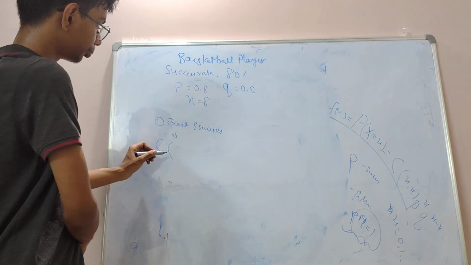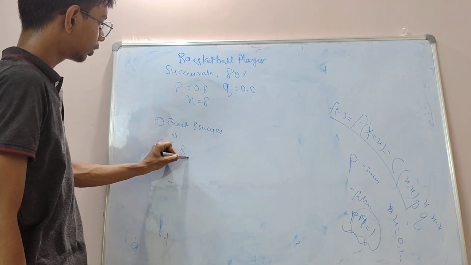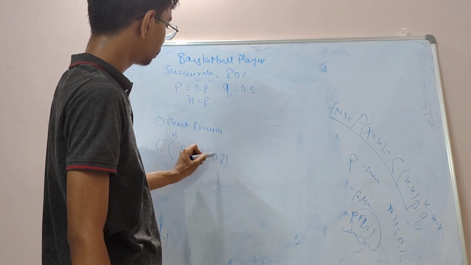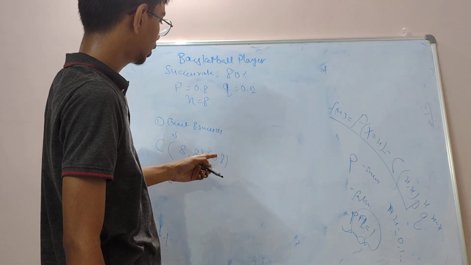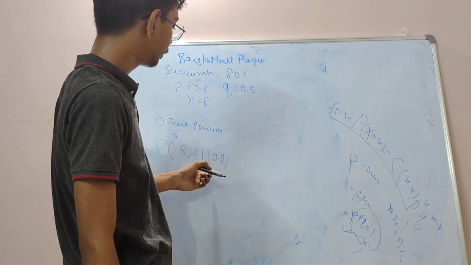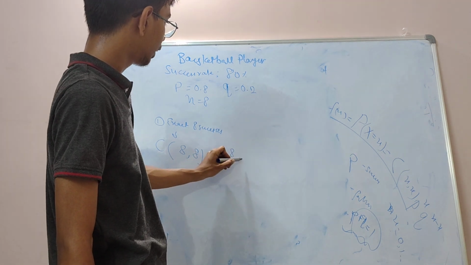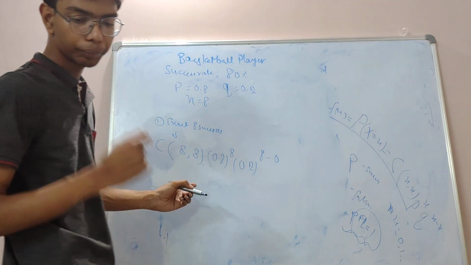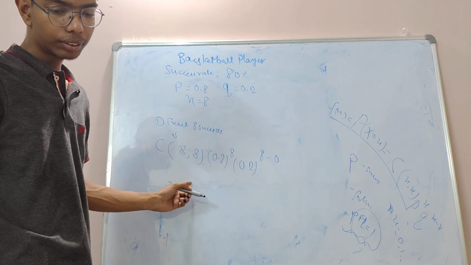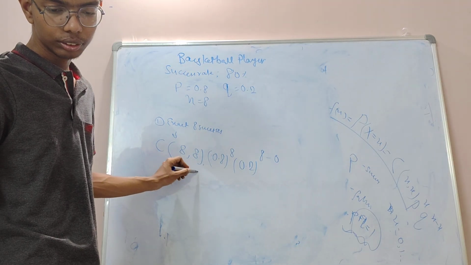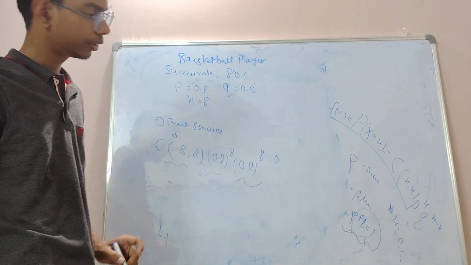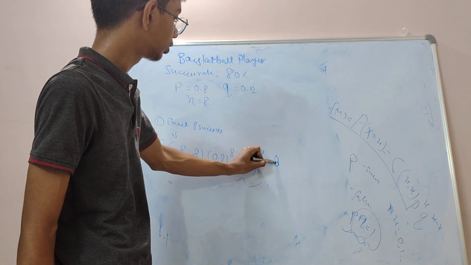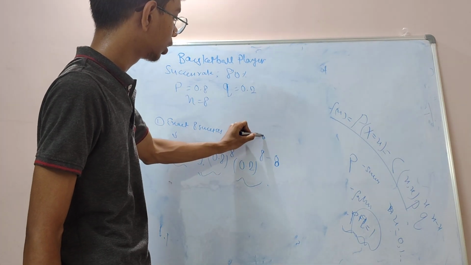So this will be the combination C(8, 8), p to the power 8, and 0.2 to the power 8 minus 8, actually, because here it is n minus x. So this will be the answer.